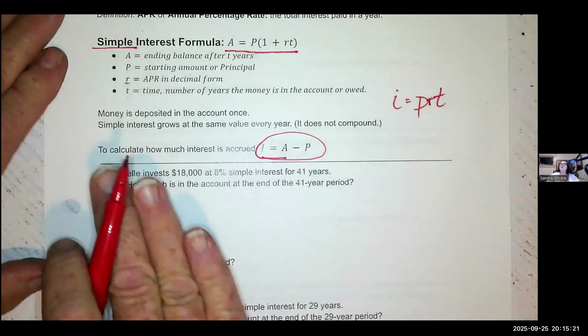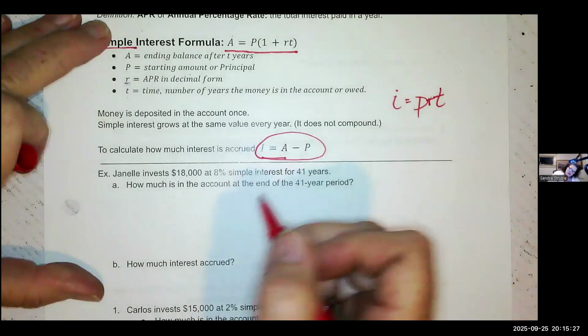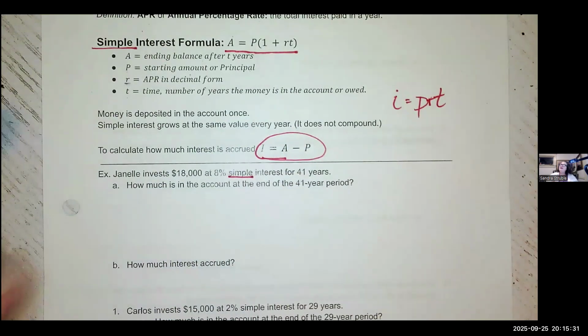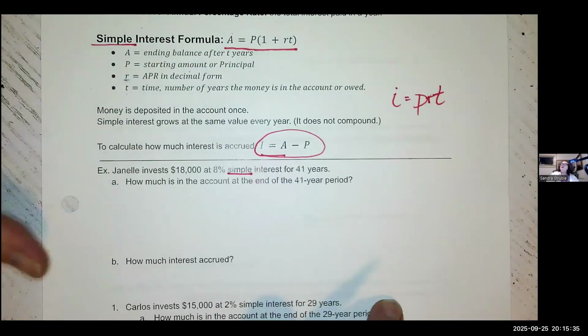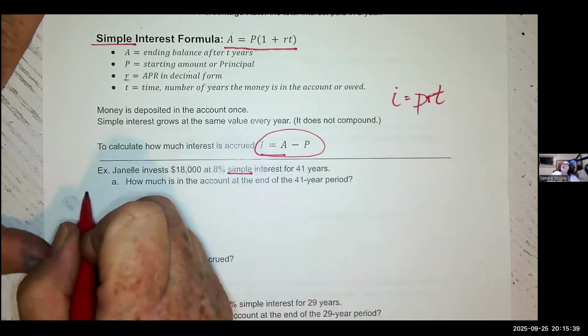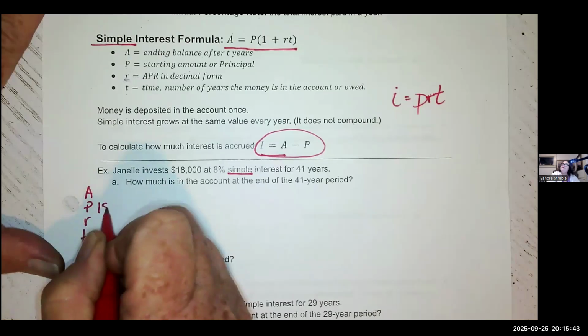And here's an example. Janelle invests $18,000 at 8% simple interest for 41 years. That right there tells me I'm using that formula. Janelle invests 18,000. So she's investing 18,000. That's her P. So we've got A, P, R, and T. P is 18,000.